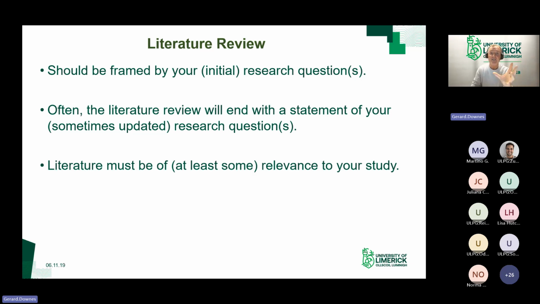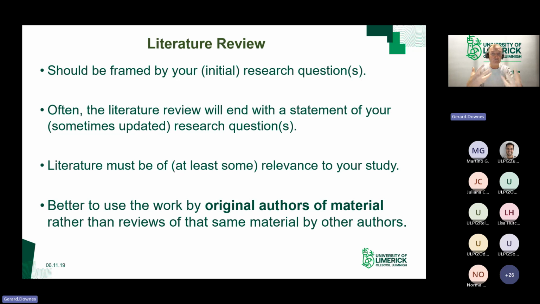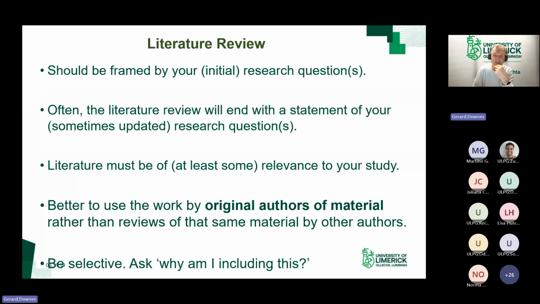So the literature must be of relevance to your study. And that's why it's so important that you have a research question when you begin, or even a draft research question. And it's better to use the work by original authors of materials rather than a review of that same material by other authors. It's always better, I think, to use the original sources. Sometimes that's not possible, but I think it's always better to use the work by original authors of that material, and be selective in a literature review and ask, well, why am I including this?